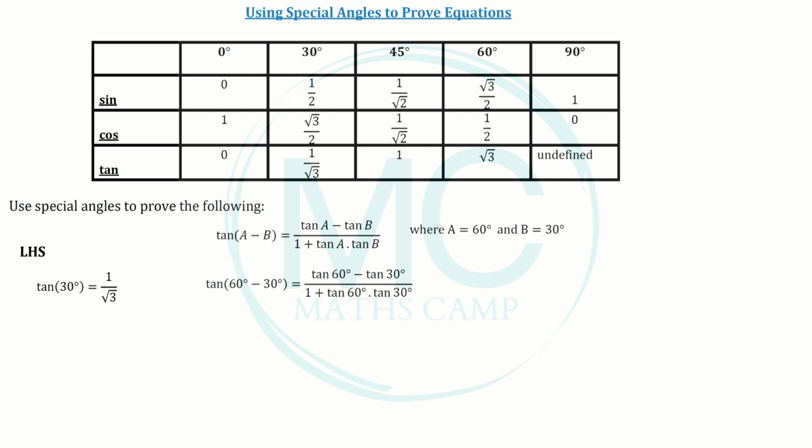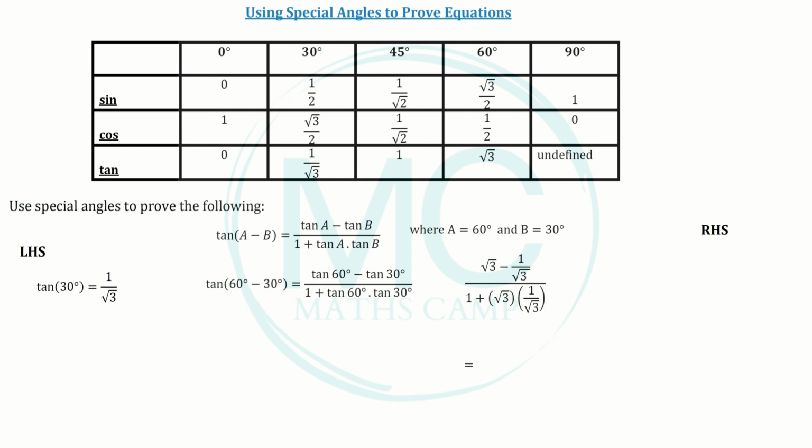We've now simplified the left-hand side. Now we can look at the right-hand side, and we need to simplify this fraction. Tan 60 degrees is equal to root 3, so we can say root 3 minus, now we need to find tan 30 degrees. From our table, we can see it's 1 over root 3, all over the denominator of the fraction, 1 plus tan 60, which is root 3, let's put into a bracket, multiplied by tan 30, which is 1 over root 3. And let's put this into a bracket as well.